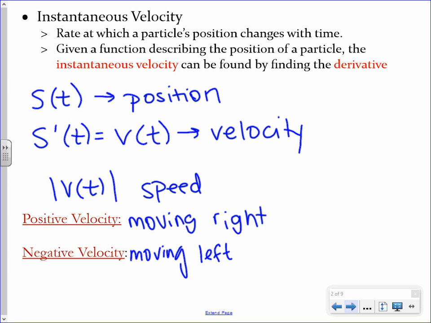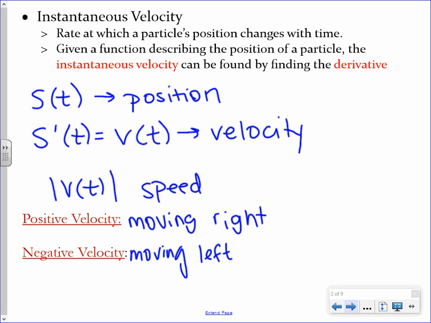A lot of what we're going to do today is analyze what's happening to a particle. When is it stopped? When is it moving right? When is it moving left? When is it to the right of the origin? When is it to the left of the origin? Those are things that we need to be able to pick out. Now, we're going to do this a number of different ways.